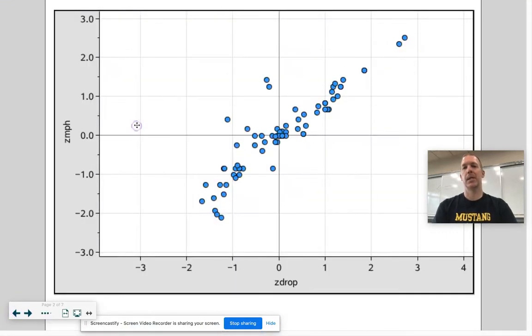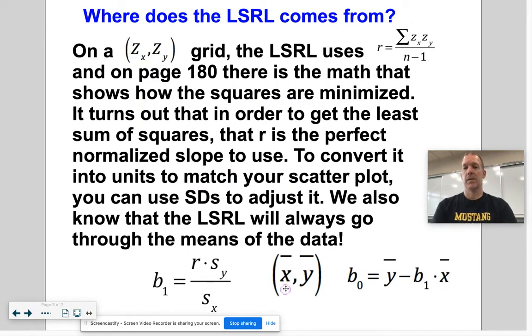Why? Well, because of this fact: the center of this, where the slope is calculated and where the R is calculated, is exactly where the mean in the X direction and the mean in the Y direction is located. So what's going to have a z-score of 0? Well, the mean is. So the least squares regression line will always go right through where the z-scores are 0, but that also happens to be exactly where the mean of your X list of numbers is, and the mean of the Y values as well.